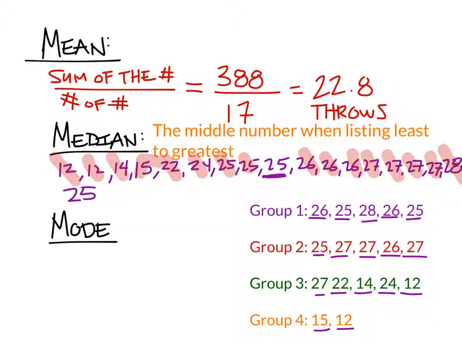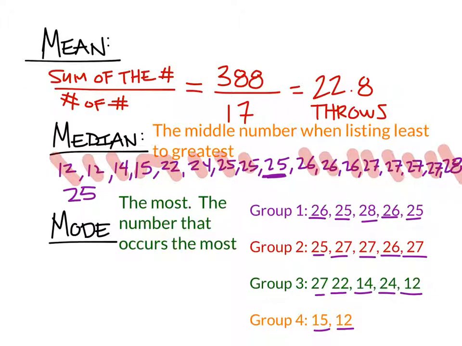Next up is the mode. The mode is the number that occurs the most often, and since we already have a list, this should be pretty easy to find. All right, very good. You guys got it. 1, 2, 3, 4 27s in that list. So the mode in this case is 27.